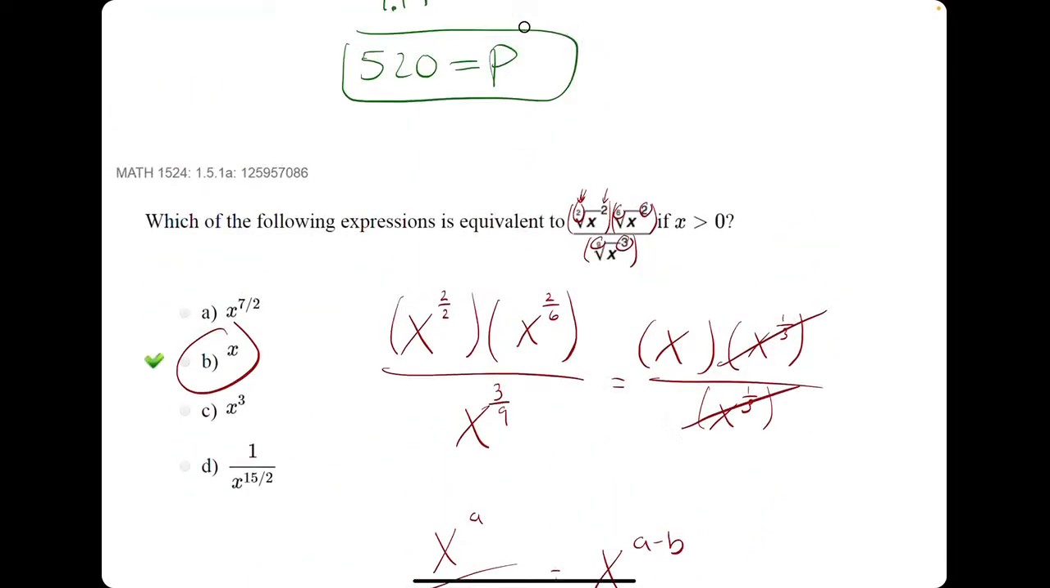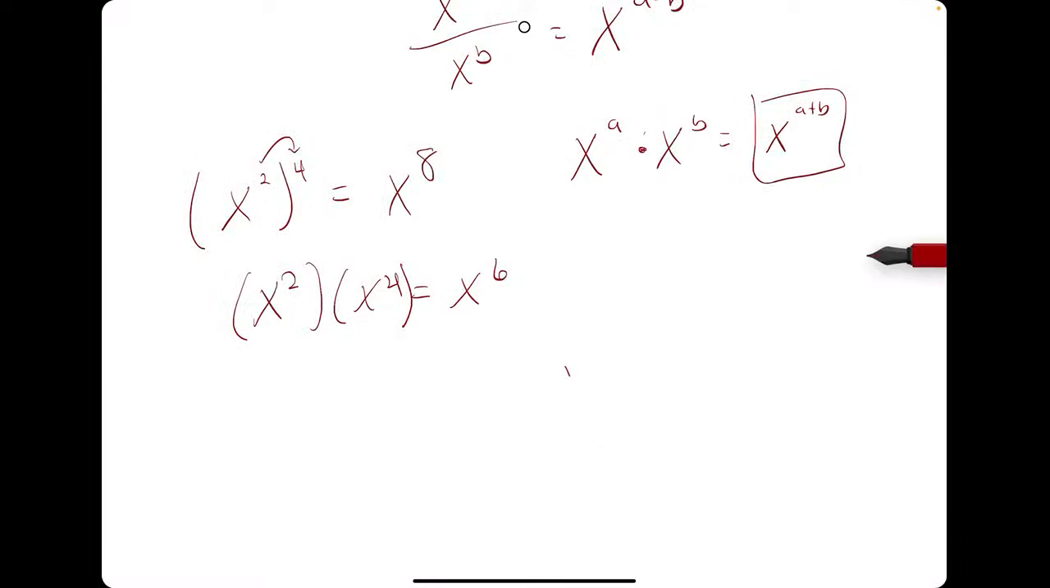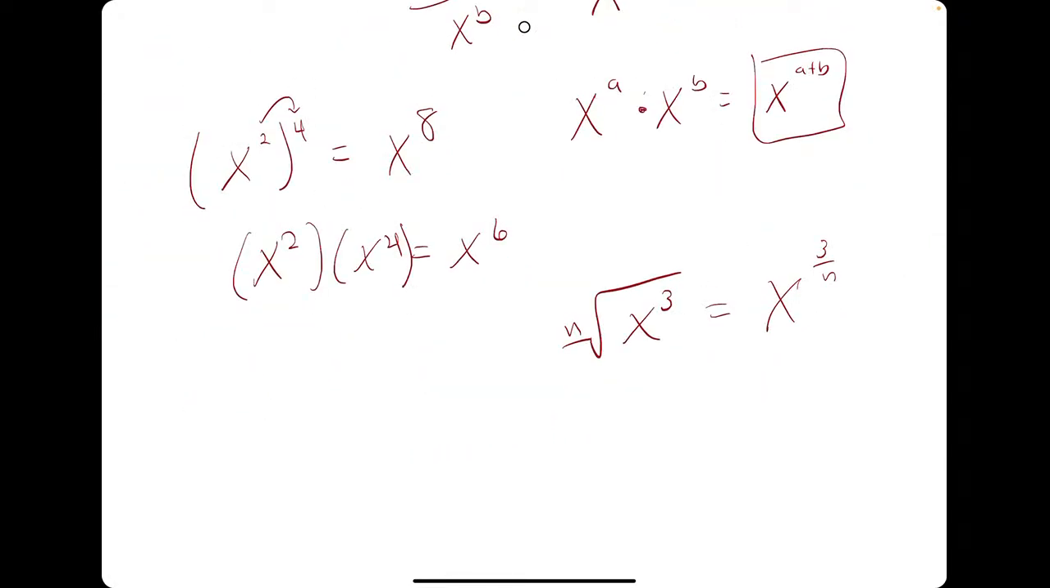So hopefully that helps well enough. And then again with the roots, if you have the nth root of anything, we rewrite it as x to the 1 over n. And if it's x cubed under the nth root, then it's x to the 3 over n, etc. So, all right, let's keep rolling.